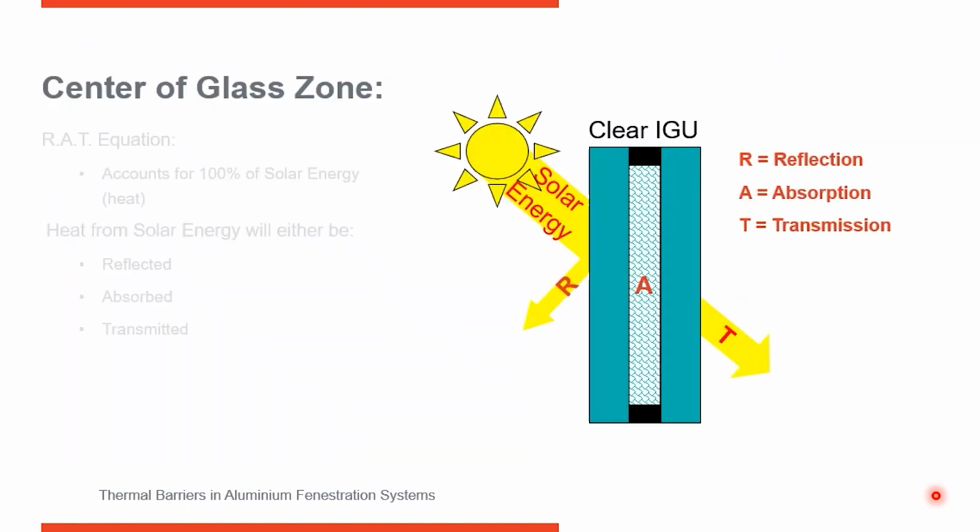We refer to what's called the RAT equation, R-A-T. When we're looking at insulated glass units, sunlight hitting it or solar heat hitting it, three things are going to occur.